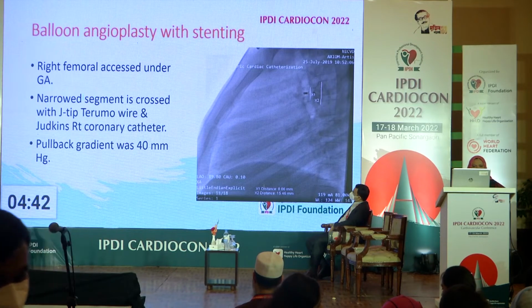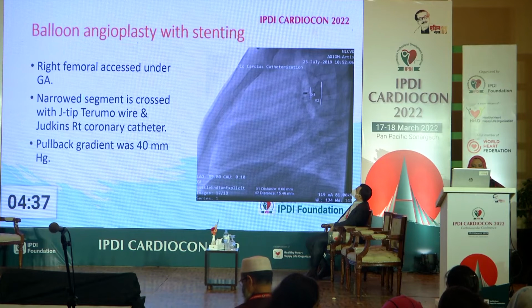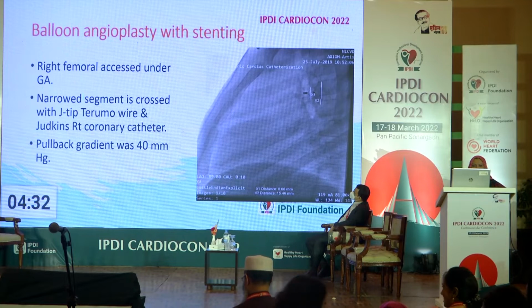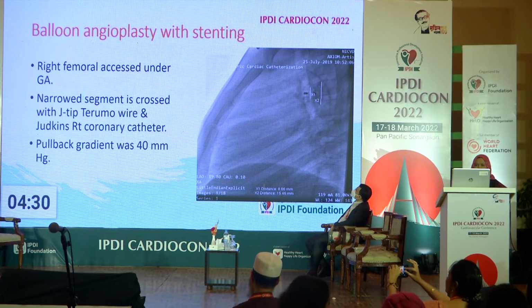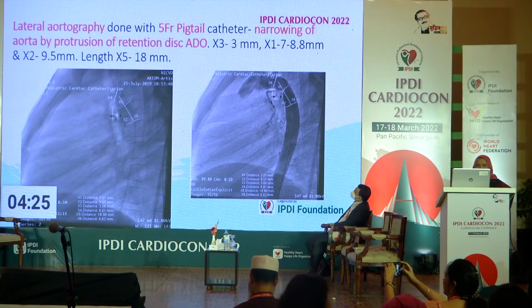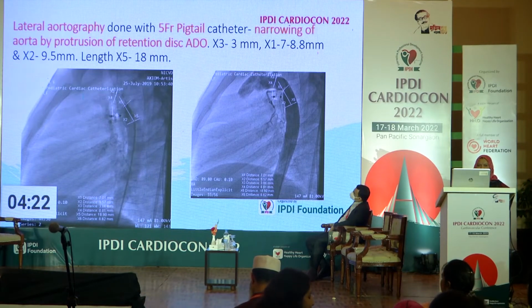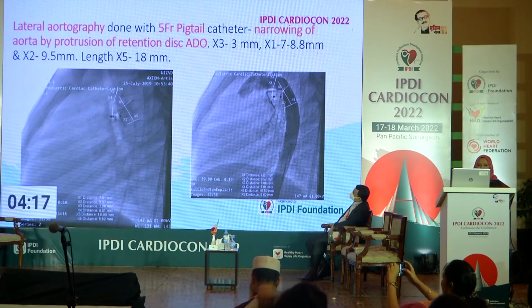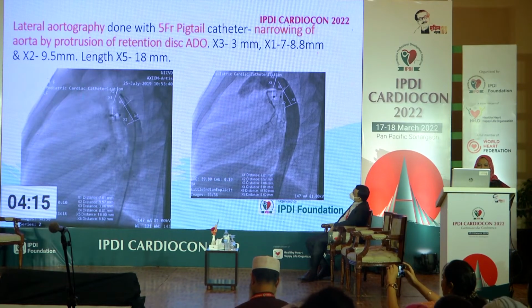The right femoral artery was accessed under general anesthesia, and the narrow segment was measured. Crossed with a JR wire with a Judkins right coronary catheter, and pull-back pressure gradient was measured. It was about 40 millimeter of mercury. Then lateral angiography was done with a 5 French pigtail catheter, and you can see here there is a narrow segment opposite to the occluder, possibly because of the encroachment into the lumen of the aorta.